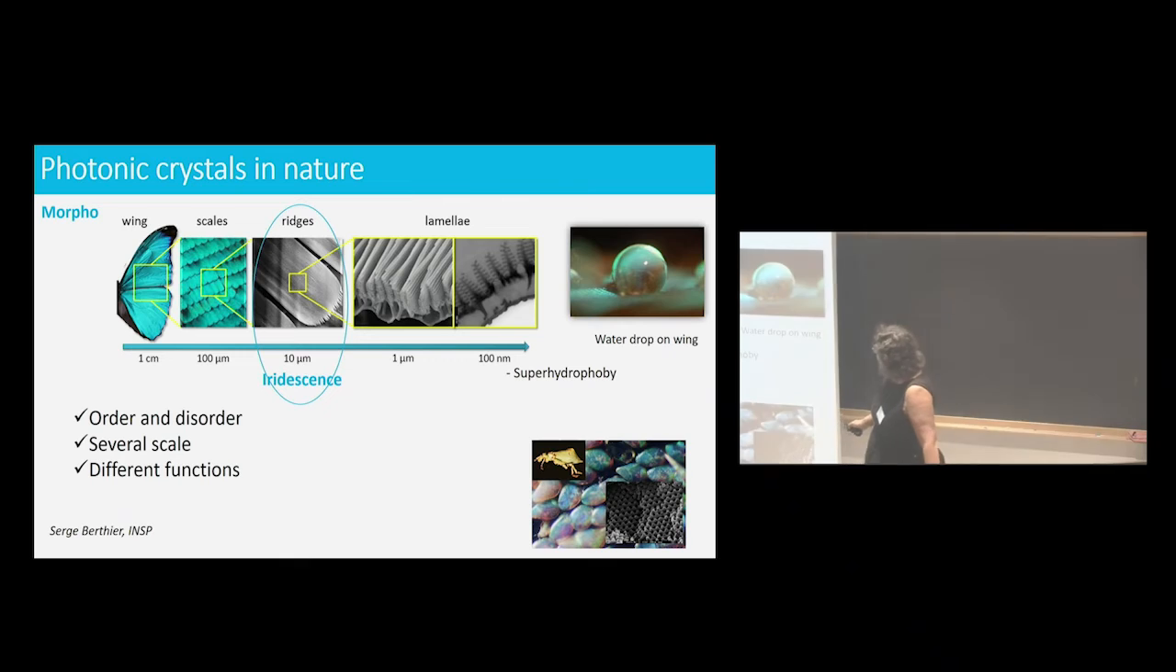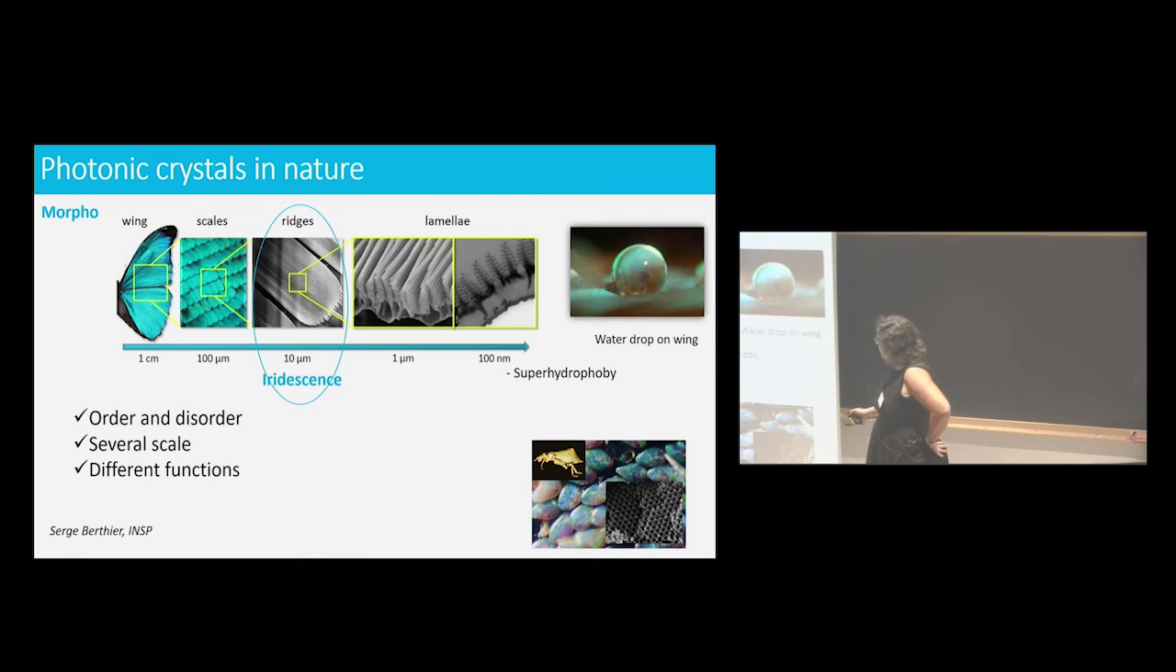In fact, here, you see it's not so regular. That means that you have this color, but the fact that you add disorder in the system brings some robustness. That means that the property is not so sharp, but it's much more robust and much broader in spectral terms.